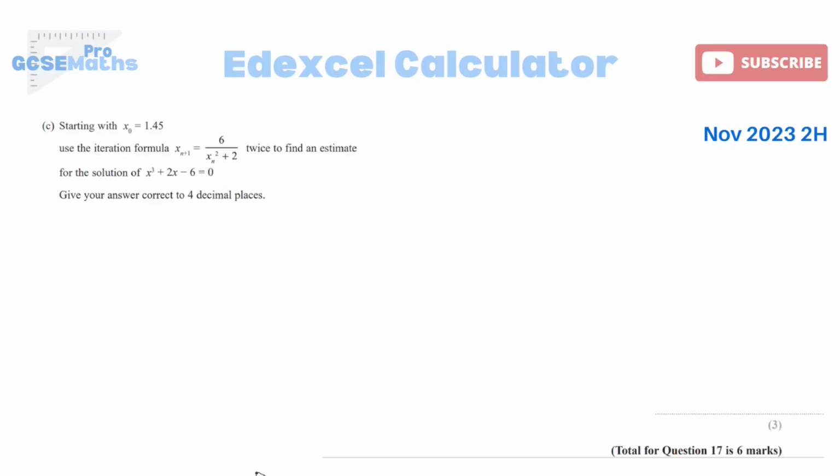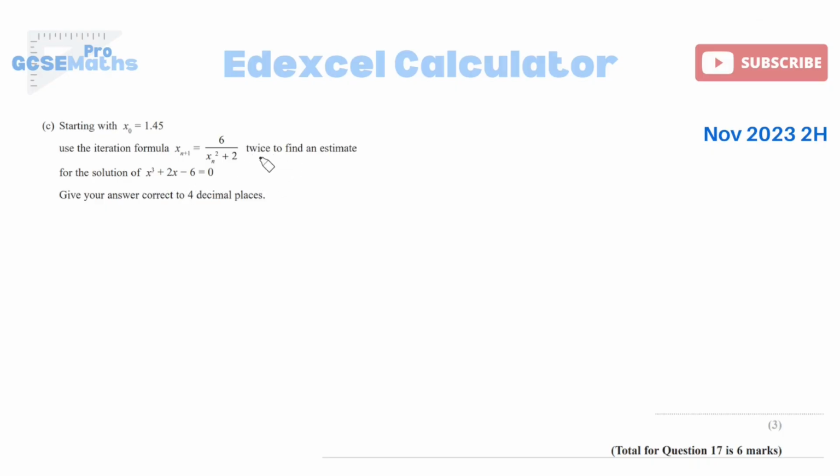Now, finally, we're on part C, which is the actual iteration formula part. So they've said starting with x0 being 1.45. Use the iteration formula. Obviously, now they've added in n and n plus 1. So x n plus 1, so what they mean by that is the next value of x is equal to 6 over the previous value of x squared plus 2, don't forget the squared, twice to find an estimate for the solution of the original equation x cubed plus 2x minus 6 equals 0.